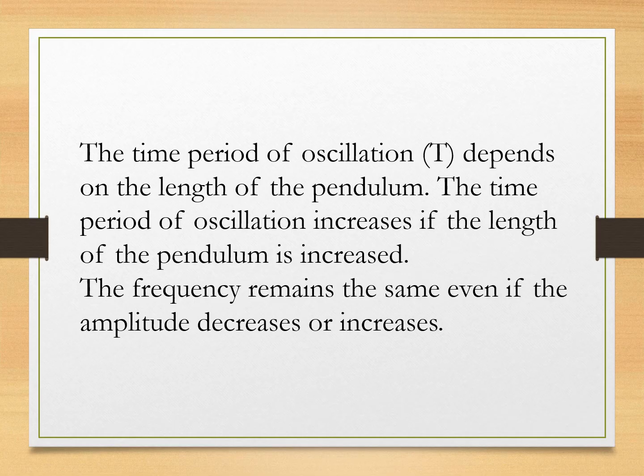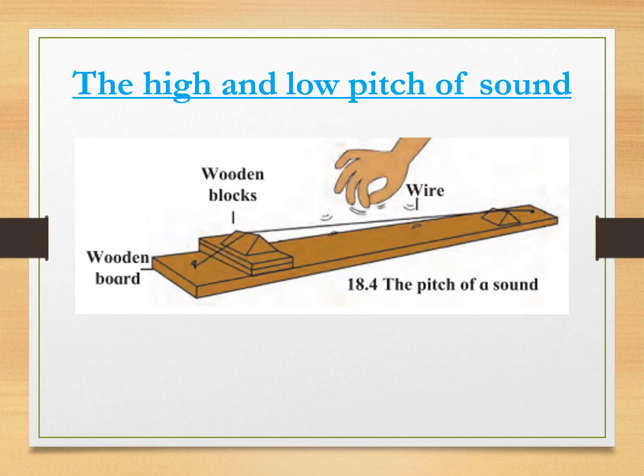Now children, look at this picture. You have to arrange the things like this. Take a wooden board, hammer two nails at both the ends and tie one wire on it. And then when you pluck that wire, you can hear some sound, and you can see vibrations also.